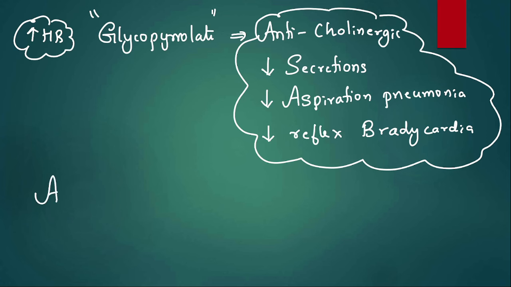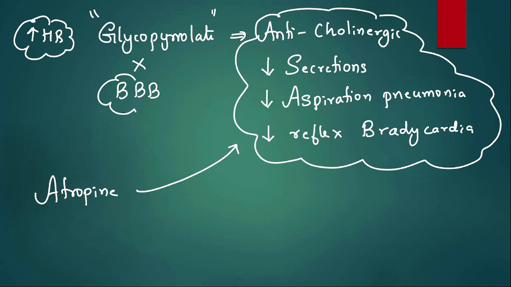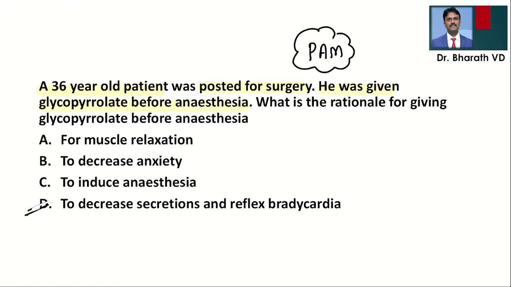Another drug is called atropine. Atropine will also do the same thing. But what is the difference between both? Glycopyrrolate will not cross the blood-brain barrier, so central adverse effects are not seen. But if we give atropine before anesthesia, it crosses the blood-brain barrier, and you know that atropine can cause hallucination and confusion in the patient. So the preferred drug will be glycopyrrolate. With this reason, the answer for this question is option D. Glycopyrrolate is given before anesthesia to decrease secretions and to decrease reflex vagal bradycardia.